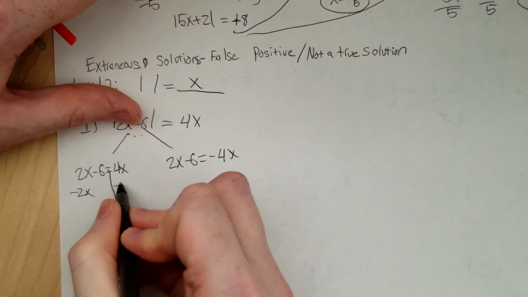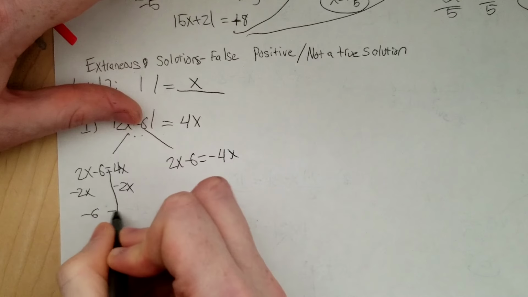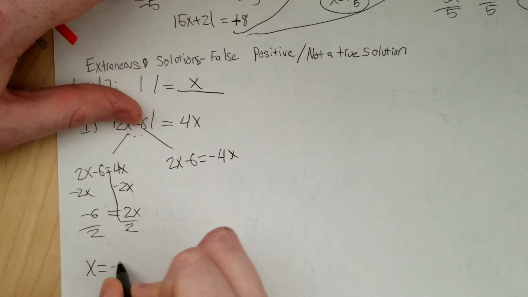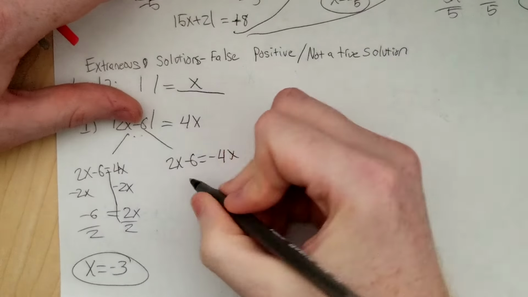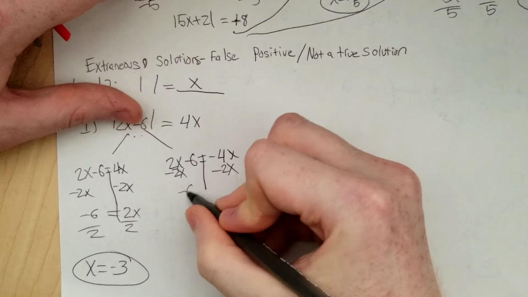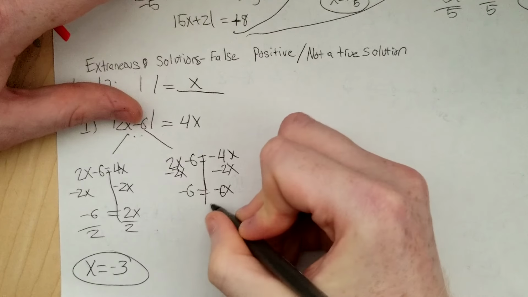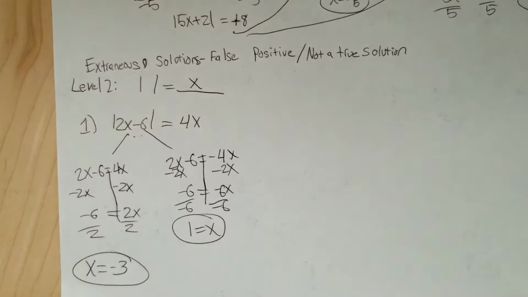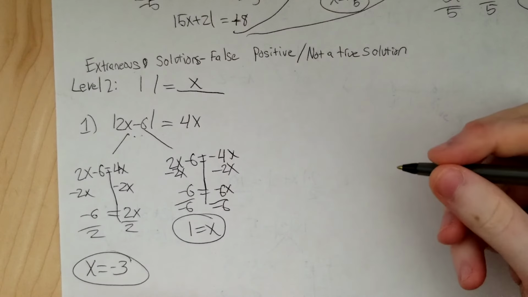So I would subtract this 2x. I'd get -6 equals 2x. Divide by 2, and you'll get x equals -3. Same process here. I'll move all the x's to the right side, so you'd have -6 equals -6x. Divide by -6 and you'll get 1 equals x. But for these, like I said, if you have x's on both sides of your absolute value equation, you want to plug these in, because it's very possible that one, none, or even some of them could be false, or they both could work, but you need to check them.